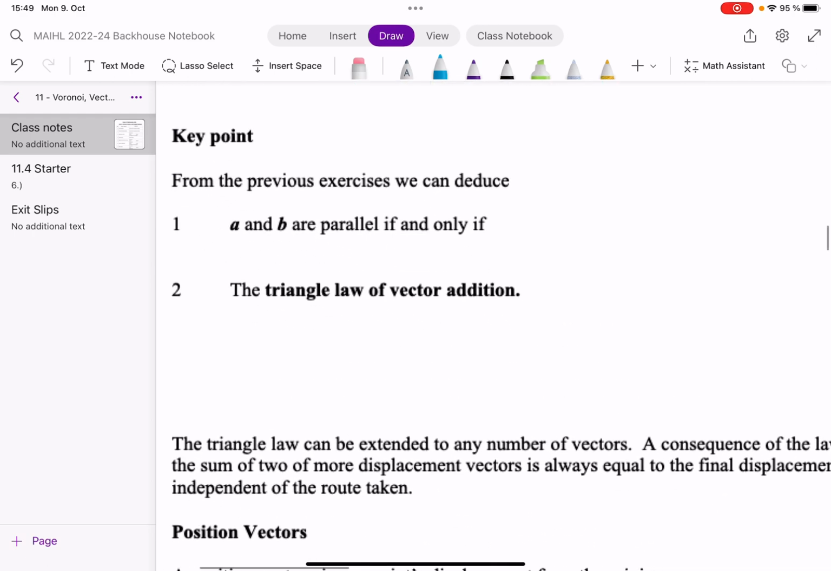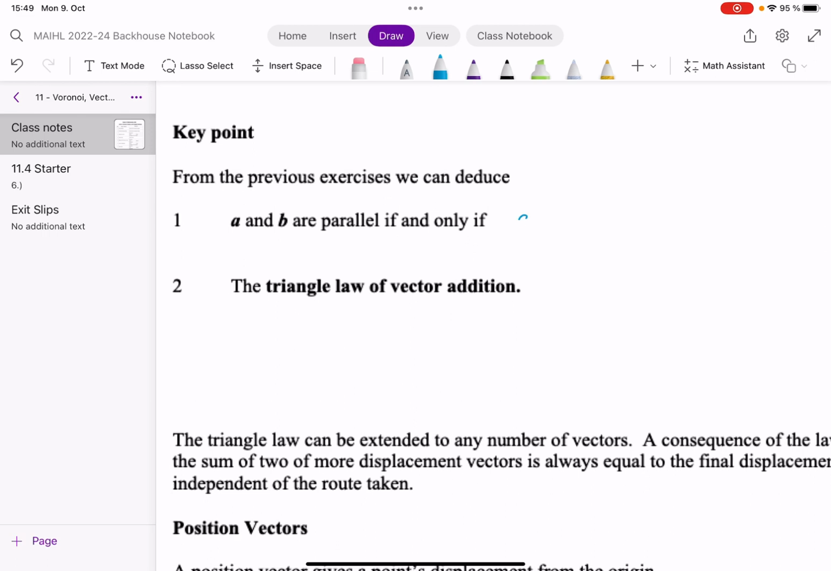So the key points then are that vectors A and B are parallel if vector A is a multiple of vector B, a scalar multiple. It could be that K is a negative, in which case A and B are going in different directions. It could be that K is greater than 1 or smaller than 1.